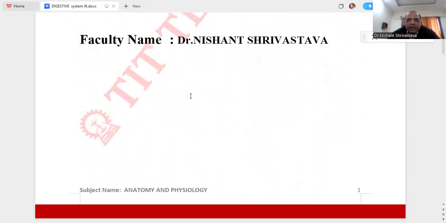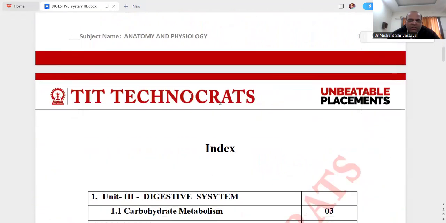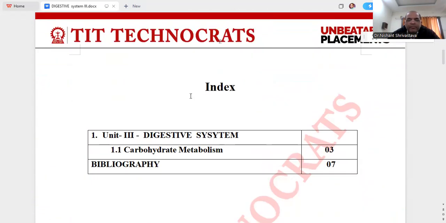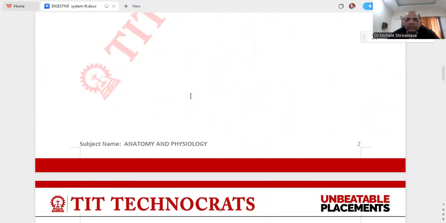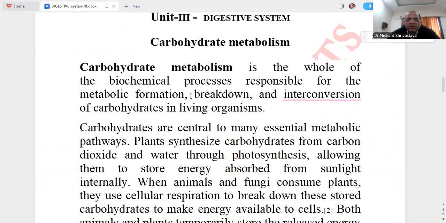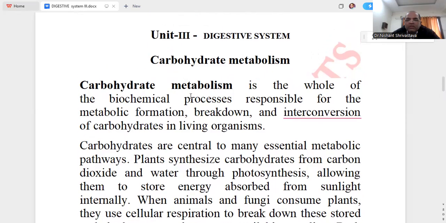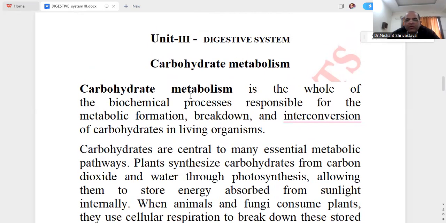So, today our topic is carbohydrate metabolism. It is a part of the digestive system. So, carbohydrate metabolism is the whole of the biochemical process responsible for metabolic formation, breakdown, and interconversion of carbohydrate in living organisms.